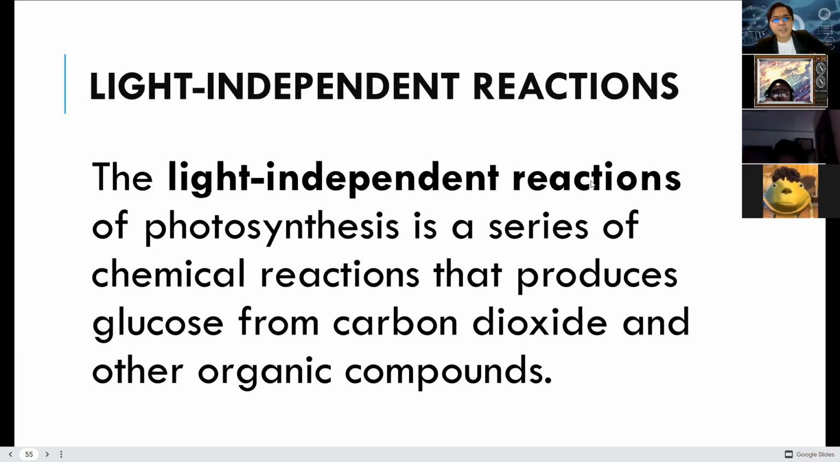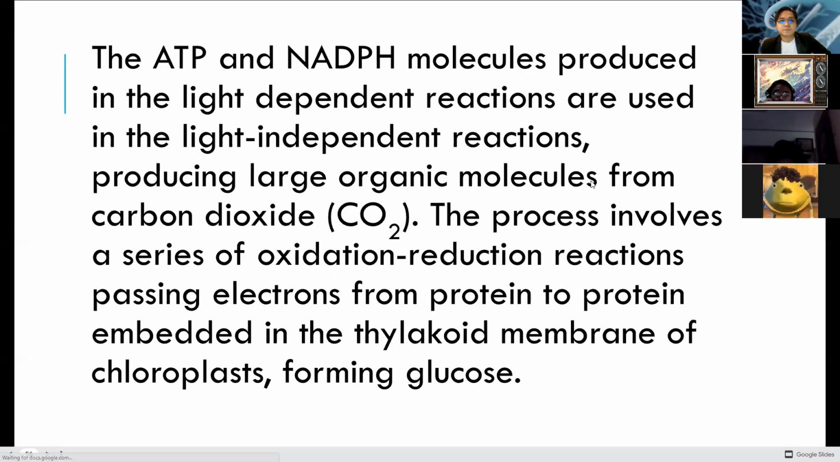The light-independent reactions of photosynthesis are a series of chemical reactions that produce glucose, the C6H12O6, from carbon dioxide and other organic compounds. Again, this is how plants create their own food. This is the food, the glucose, that is the product of photosynthesis.